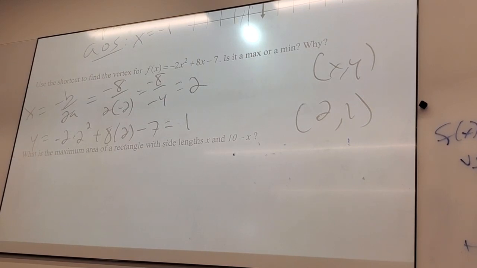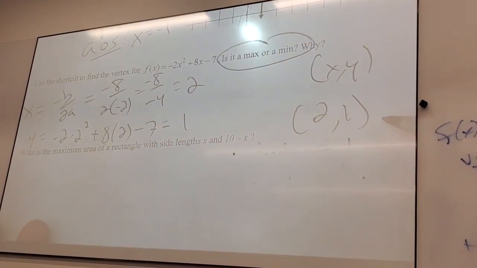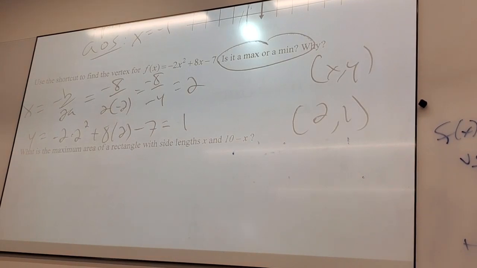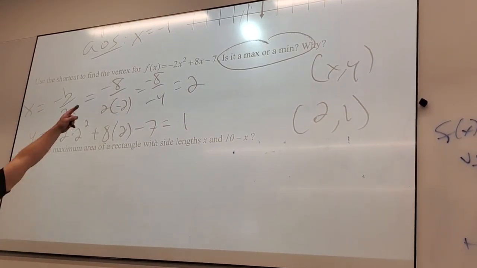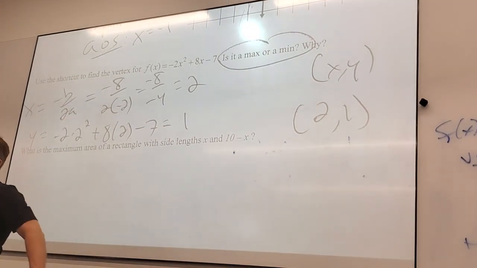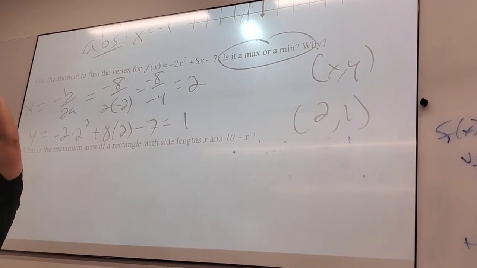I could do all the completing the square business, but if all I want is a vertex, I can stop right there. Is that the location of a maximum or a minimum? Is that the top of the hill or the bottom of the valley? Why is it a max? Because this parabola opens down. So that could be a profit function. That's the top of the hill. That's where I want to get to.